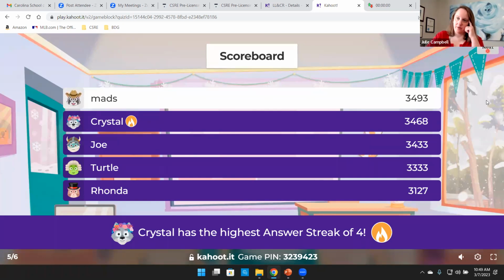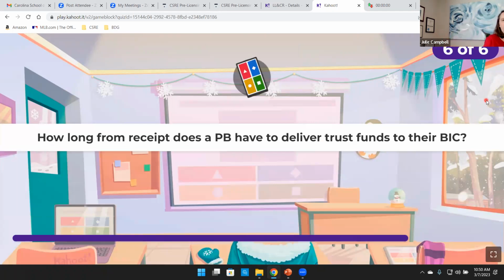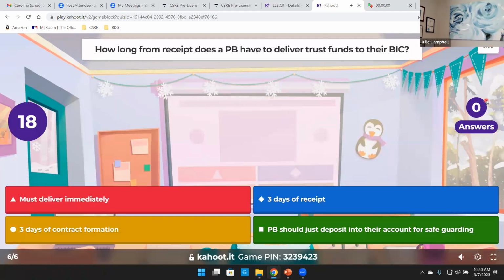I think our last one, yep, one more. How long from receipt does a provisional broker have to deliver trust funds to their BIC?